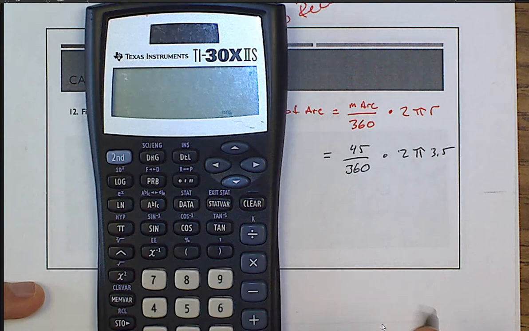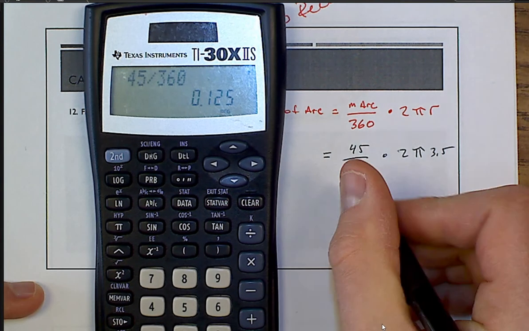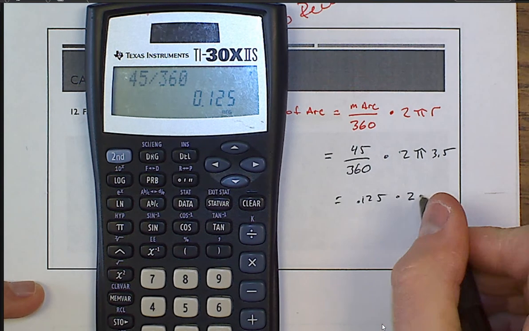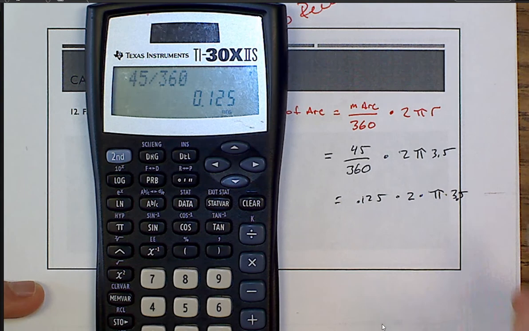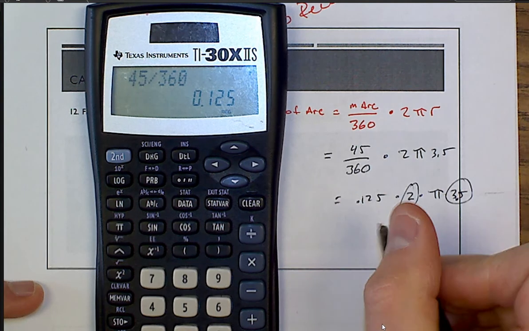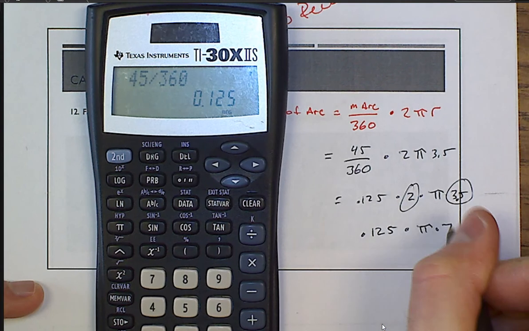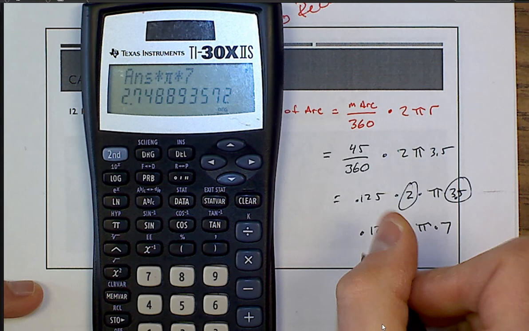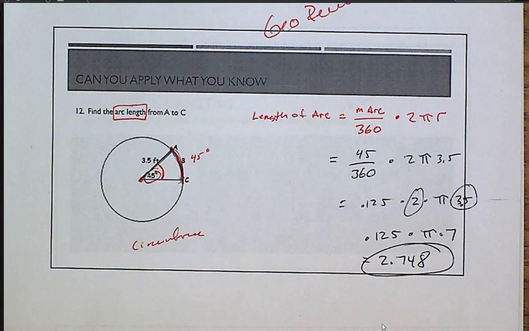So we're going to go 45 divided by 360, which is 0.125, and we're going to multiply that by 2 times pi times 3.5. You can do this a bunch of different ways, right? 2 times 3.5 is 7, so really it's 0.125 times pi times 7, and that equals 2.748. And that would be the actual length of that arc.